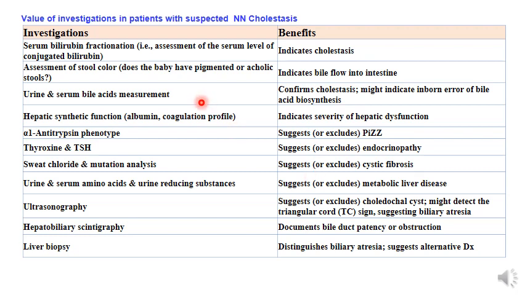So the investigations you may do in such cases of neonatal hepatitis: serum bilirubin fractionation, you do direct and indirect. Check the stool for clay color or pale stool, indicating bile flow is hindered and not passing into the intestine. Urine and serum bile acid measurement confirm cholestasis because they are elevated. Hepatic synthetic function like albumin and coagulation factors indicate severity. Alpha-1 antitrypsin suggests or excludes PiZ homozygous antitrypsin deficiency.